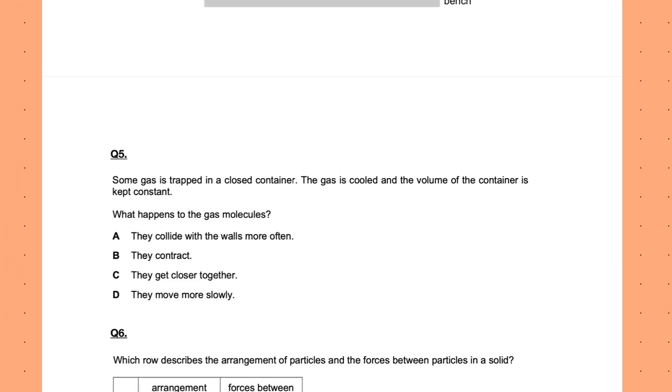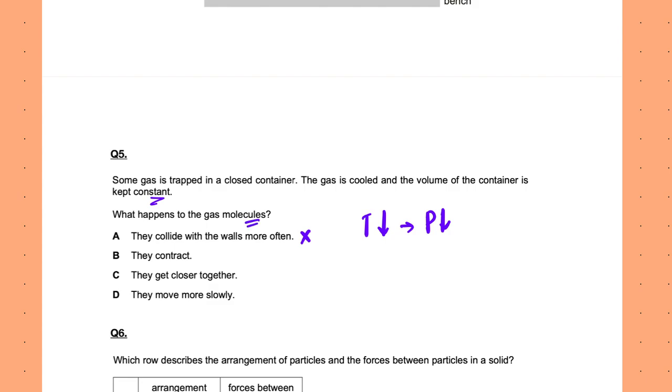Question 5. Some gas is trapped in a closed container. Gas is cooled and the volume is kept constant. What happens to the gas molecules? So if the gas is cooled, this means temperature is decreasing, volume is constant, so it's going to talk about pressure basically. So they collide with the walls more often. This is not true because if temperature decreases, the pressure is also supposed to decrease.